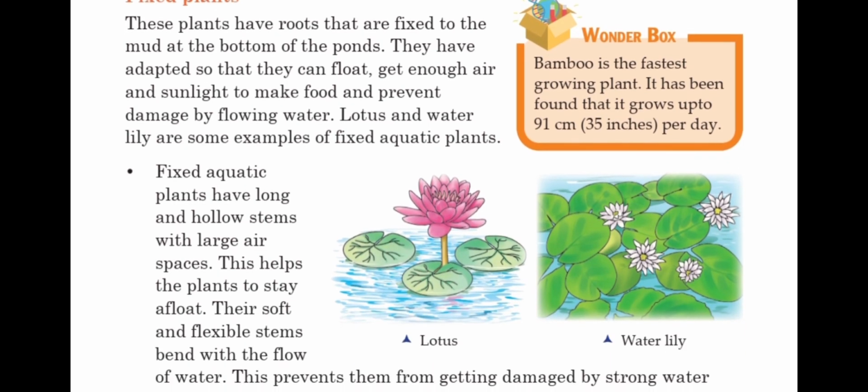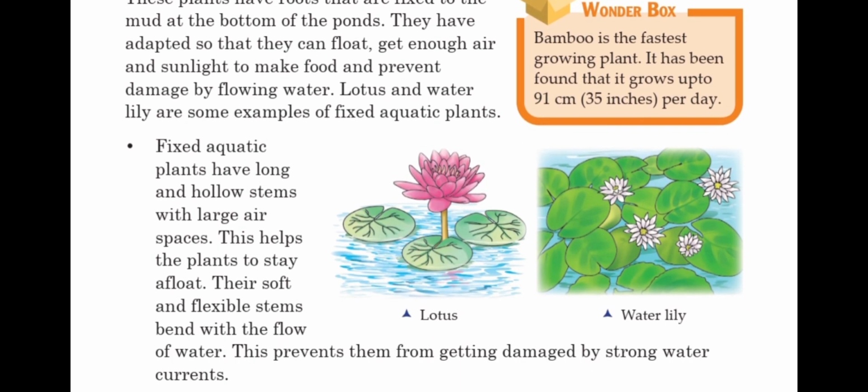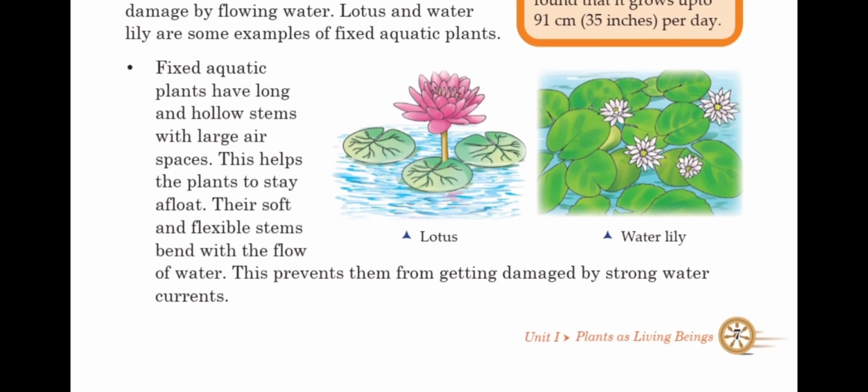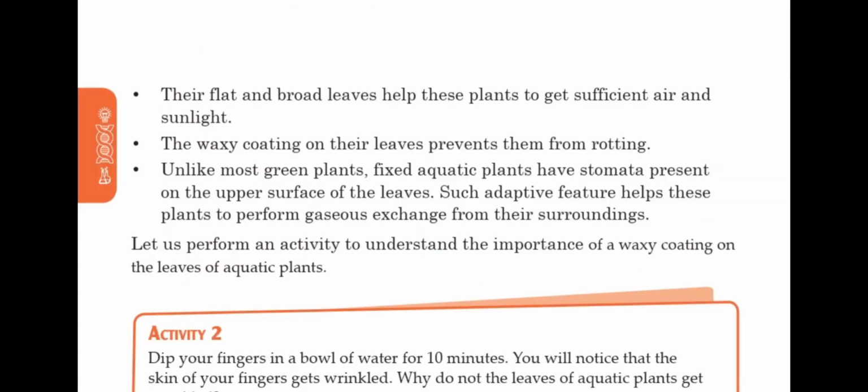Fixed aquatic plants have long and hollow stems with large air spaces. This helps the plants to stay afloat. Their soft and flexible stems bend with the flow of water. This prevents them from getting damaged by strong water currents. Their flat and broad leaves help these plants to get sufficient air and sunlight. The waxy coating on their leaves prevents them from rotting.